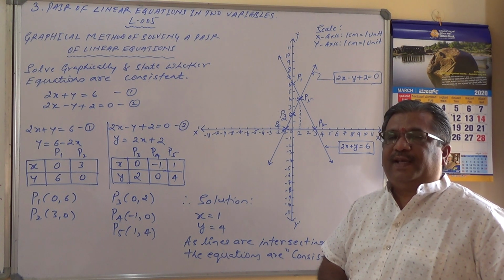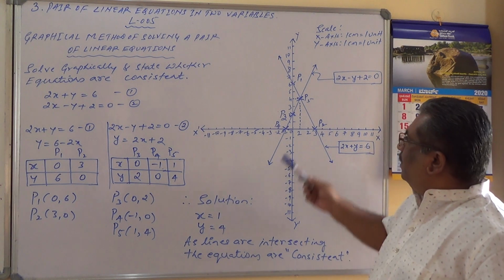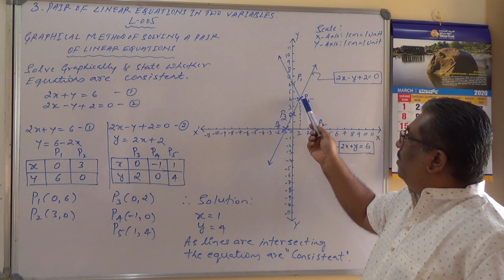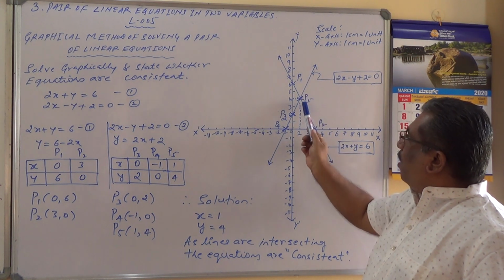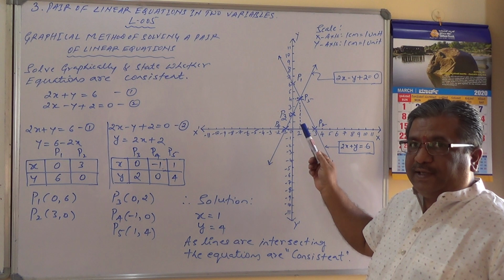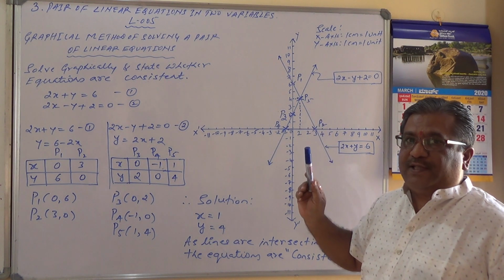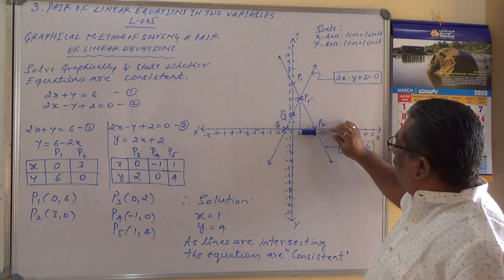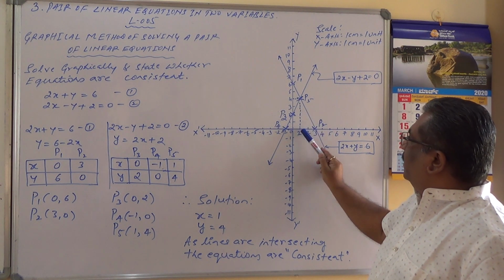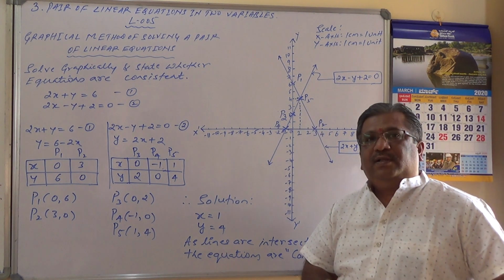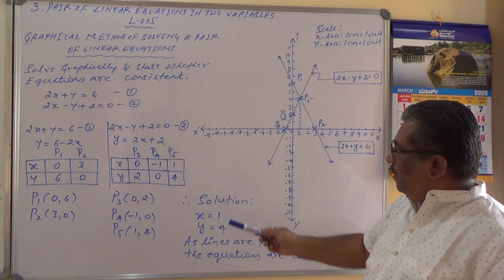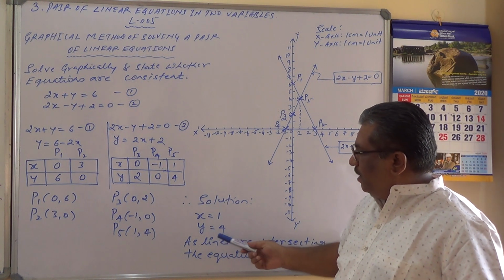So how do you get the values of x and y for the intersection point? Drop a perpendicular to the x axis to get the x coordinate, 1. Draw a line horizontal to the x axis, or drop a perpendicular to the y axis, and you get 4. I hope you understand how to get the x and y coordinates of the point of intersection. The coordinates of the point of intersection are (1, 4), and that is the solution of both the equations. Therefore, the solution is x = 1, y = 4.